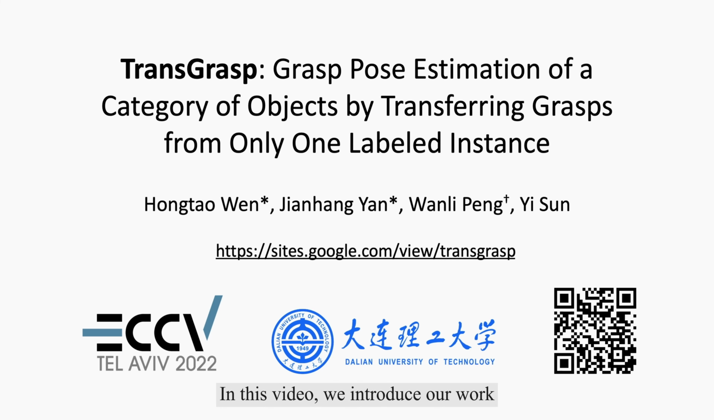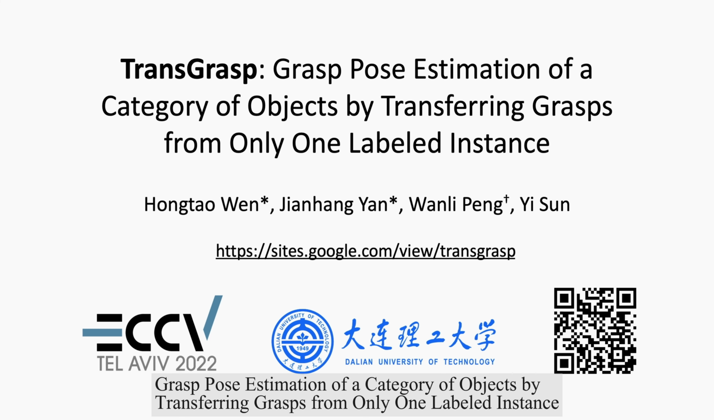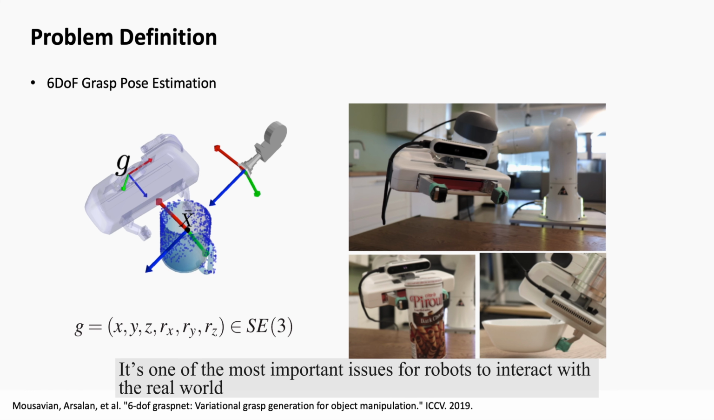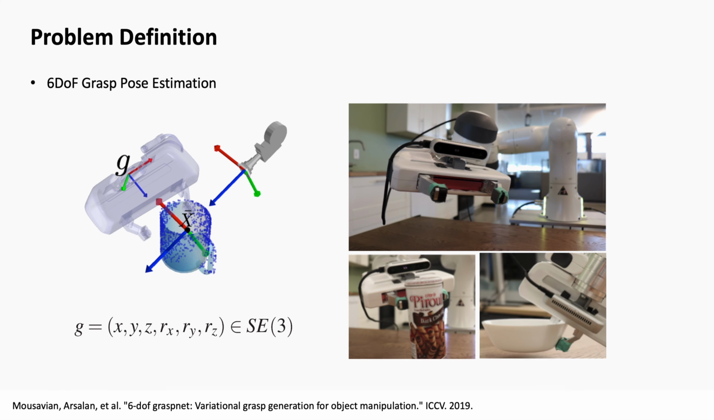In this video, we introduce our work, TransGrasp: Grasp pose estimation of a category of objects by transferring grasps from only one labeled instance. 6 degree of freedom grasp pose estimation refers to the problem of finding a grasp configuration for the grasping task given an object. It's one of the most important issues for robots to interact with the real world.